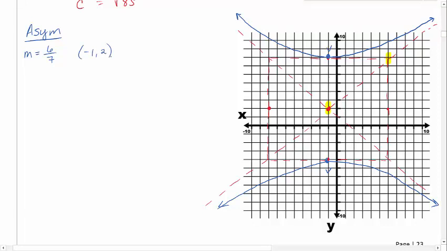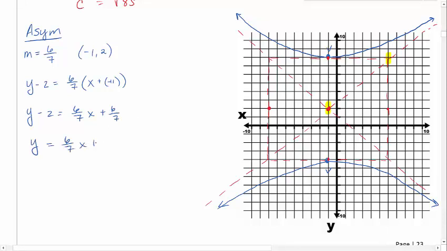So y - 2 = 6/7 (x - (-1)). y - 2 = 6/7 x + 6/7. And then we'll add 2 to both sides and get y = 6/7 x + 20/7. And that's our first asymptote.